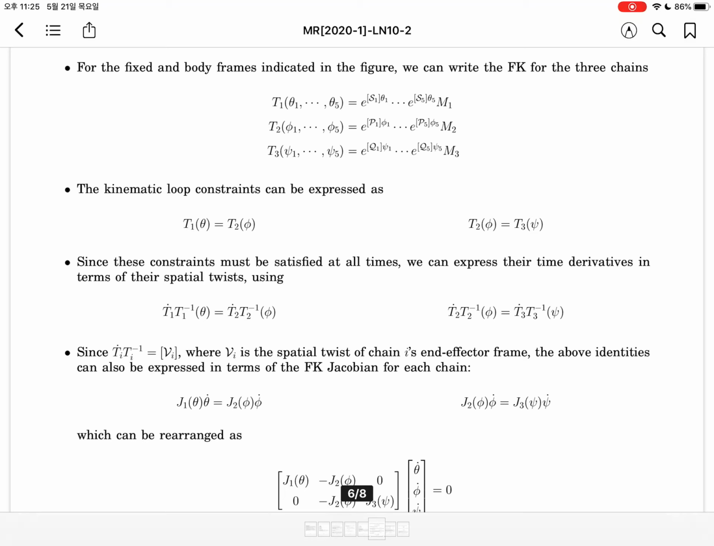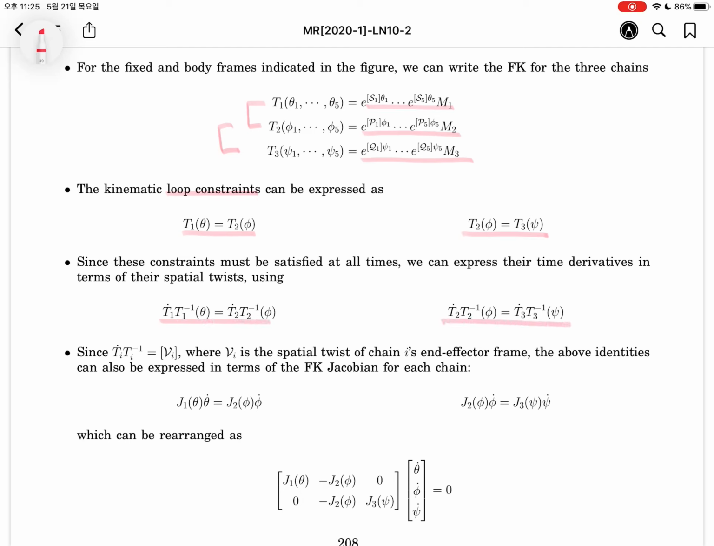Okay, we have 3 legs, so we can apply the POE to each leg: the first POE, the second POE and the third POE. From here, we will determine the 2 matrix equations, the first one and the second one. So we have 2 matrix loop constraints. Let's take the time derivative of both sides. Then we can get this equation.